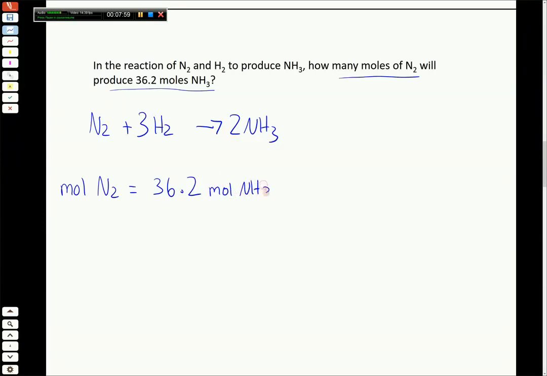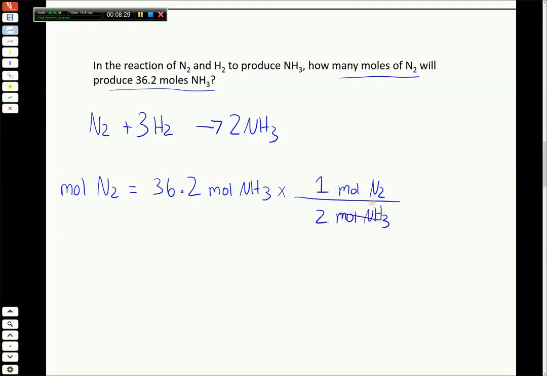And this is a pretty straightforward question now because we already have moles of product. So if we want to calculate moles of reactant, we just have to use the coefficients. We're looking for moles of N2, so we want that in the numerator, and moles of NH3 in the denominator. And to get this ratio, we just look at the coefficients. N2 has no coefficient in front of it, so that's 1, and then NH3 has a coefficient of 2.